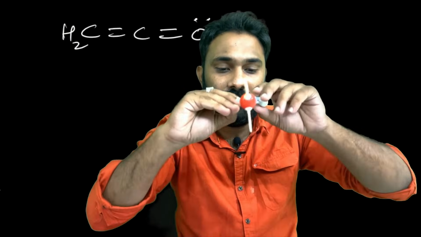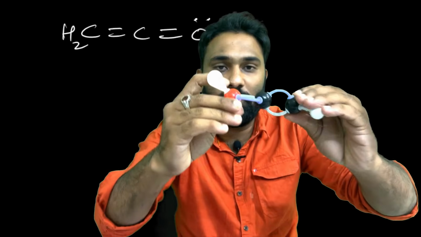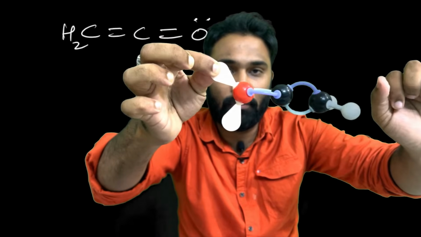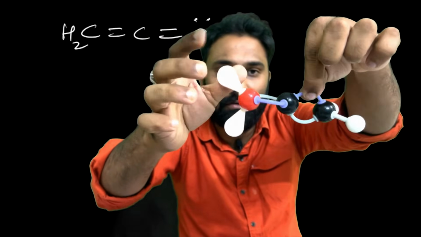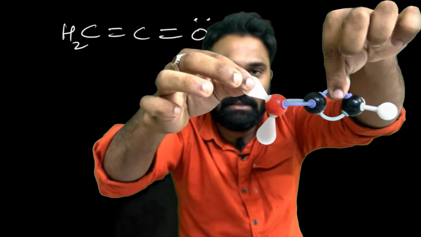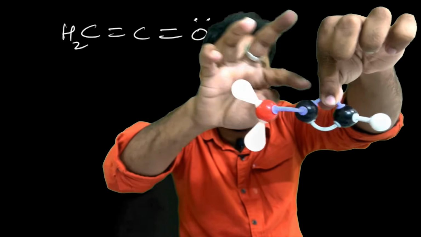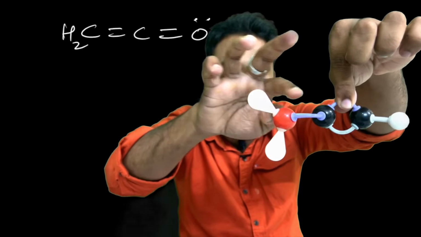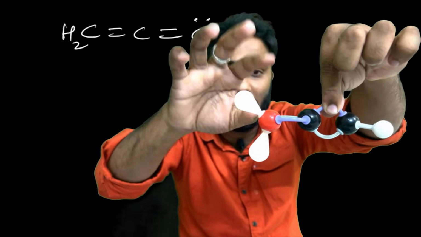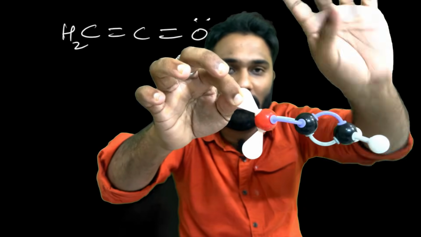Now you see, in this molecule, this oxygen lone pair and this pi bond, you can see this pi bond. This oxygen lone pair and this pi bond, both are parallel to each other. Both are what to each other? Parallel to each other. If both are parallel to each other, delocalization is possible.